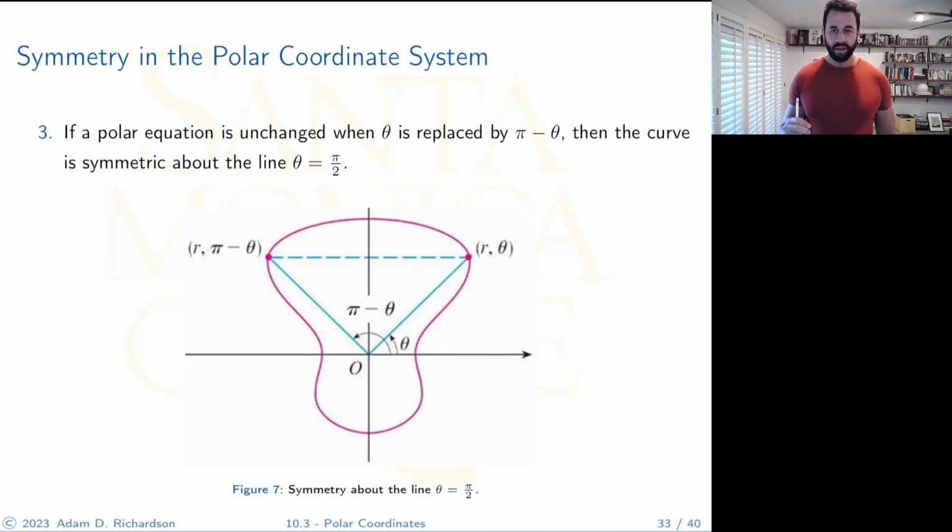All right. Okay, so one other comment I'll make about symmetry before I move on to sketching the polar curves is that, how do I say this?